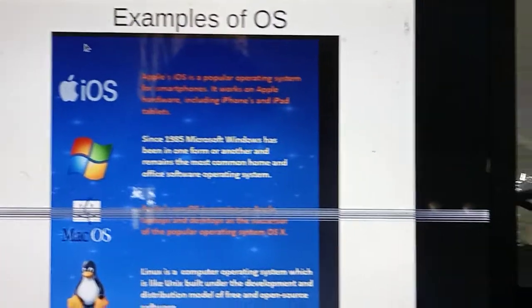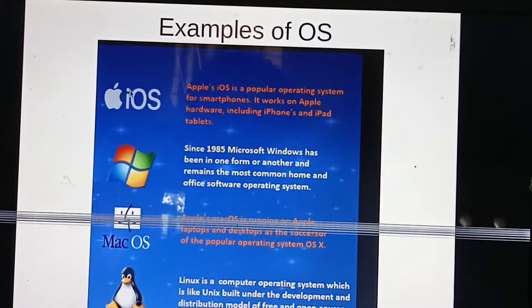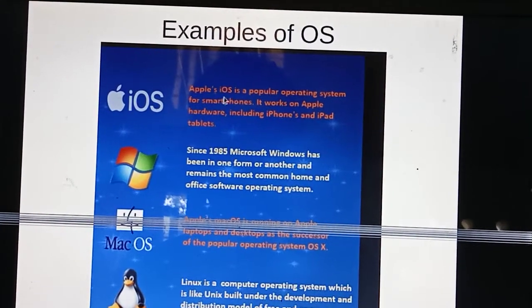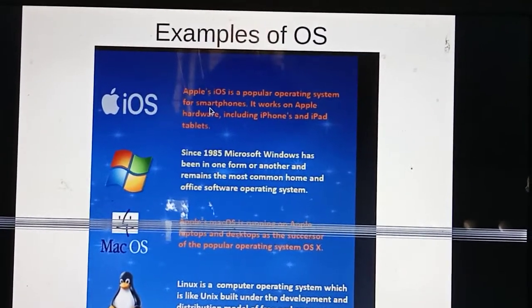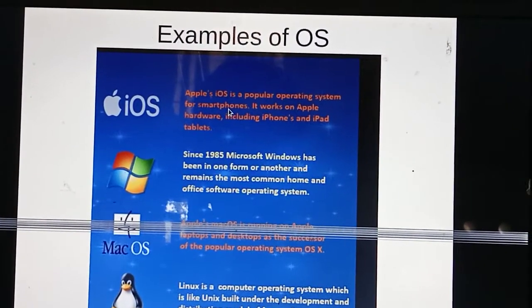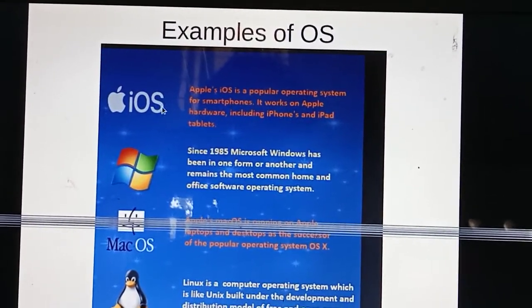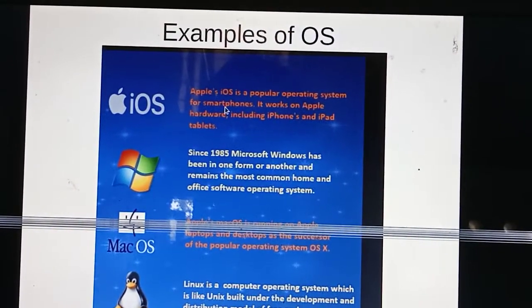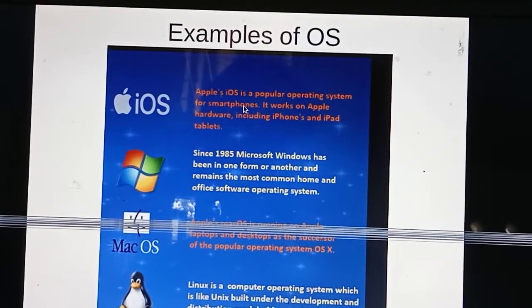Examples of operating system. This one is iOS. It is owned by the Apple company. It is the most popular operating system for smartphones. In Apple's phones, the operating system they are currently using is iOS, for iPhones.